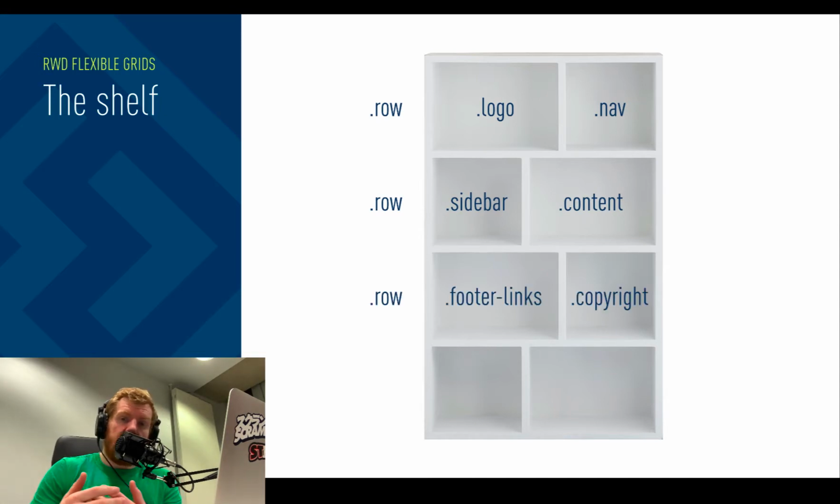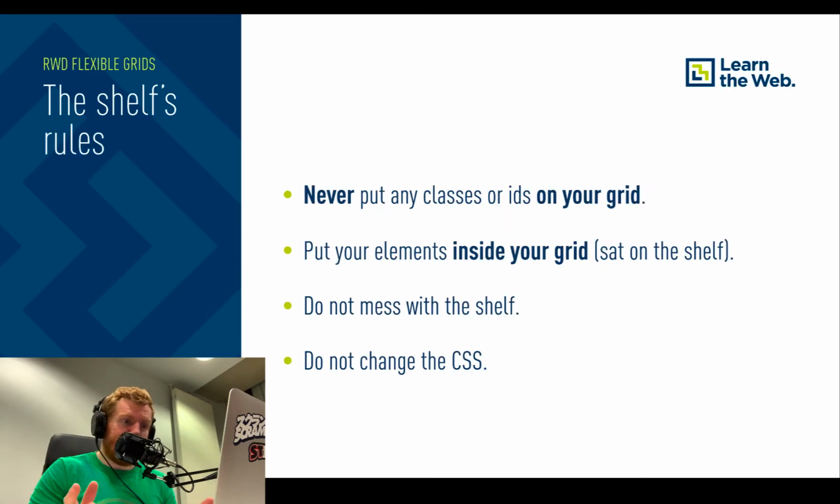And then we might want to make a third row as well, and that might be the footer, and it'd have footer links and a copyright in there as well. And then we might have another row as well, and I put question marks in there because I didn't know how to explain what else you'd put at the bottom of a website, but it was a good shelf to show this analogy, so yeah.